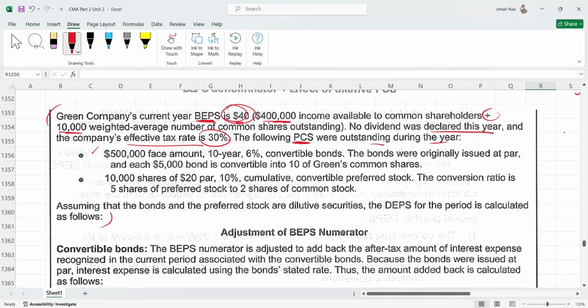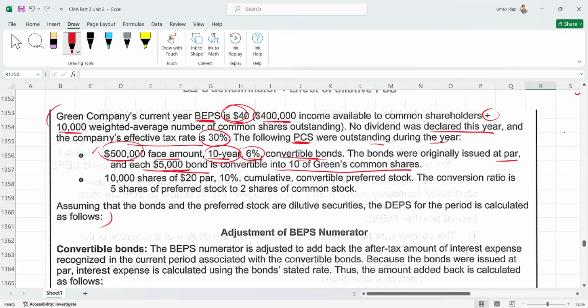So they are saying $500,000 face amount, 10 years, 6% convertible bond. So this is the face value, this is the rate of interest, this is the maturity period. Bonds are convertible, it means this is the potential common stock. Okay. The bonds were originally issued at par. And each $5,000 bond, they're saying now, is convertible into 10 of Green's common shares.